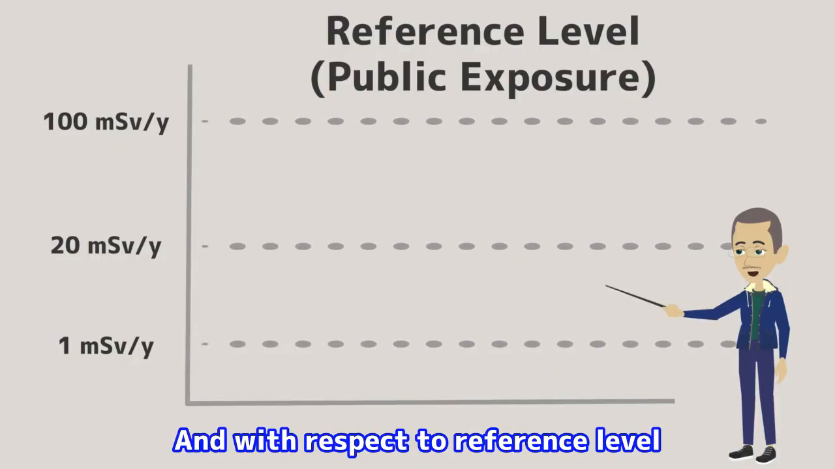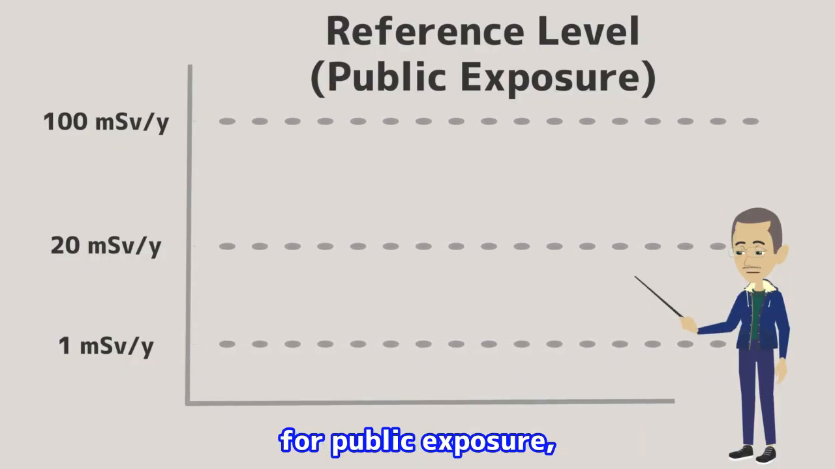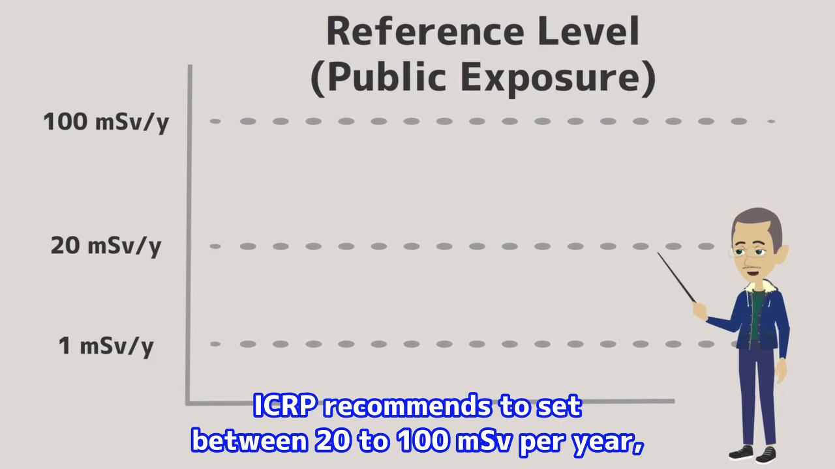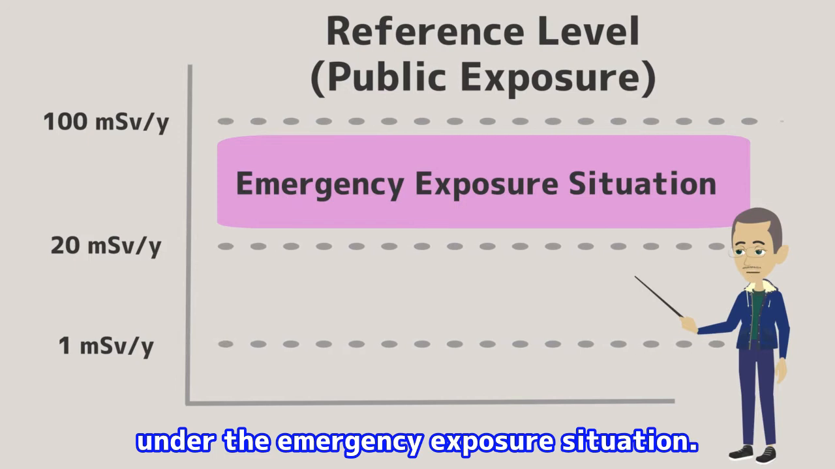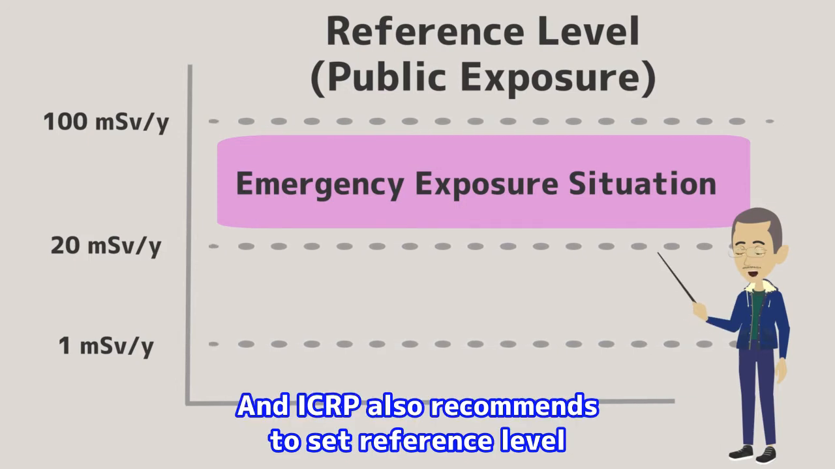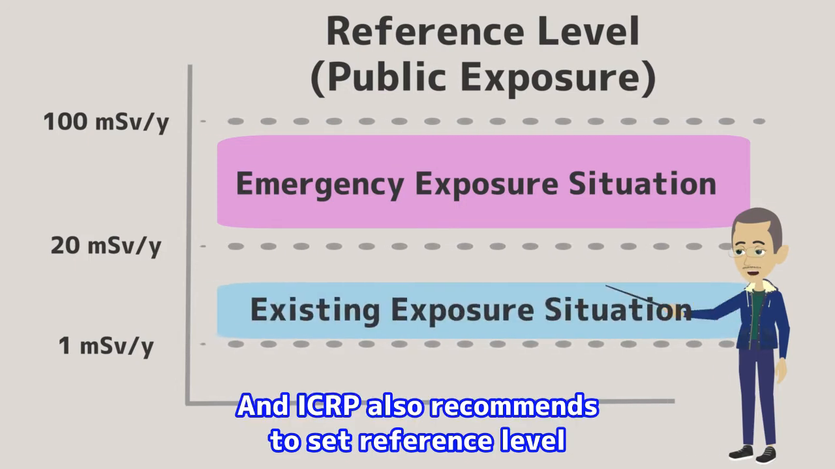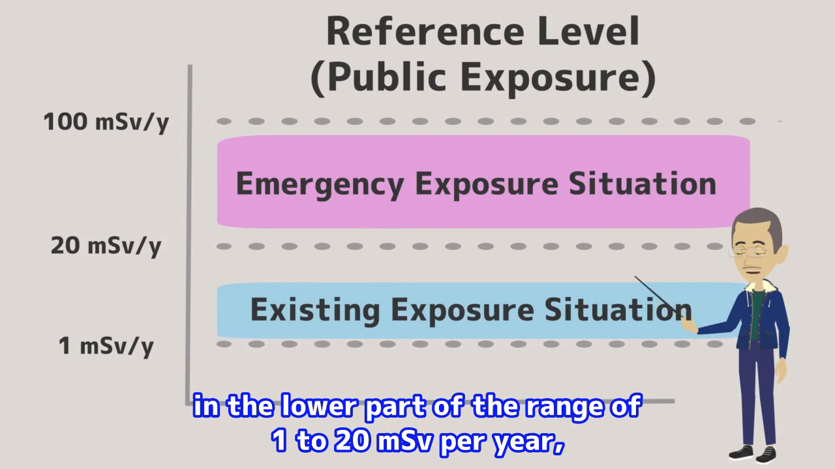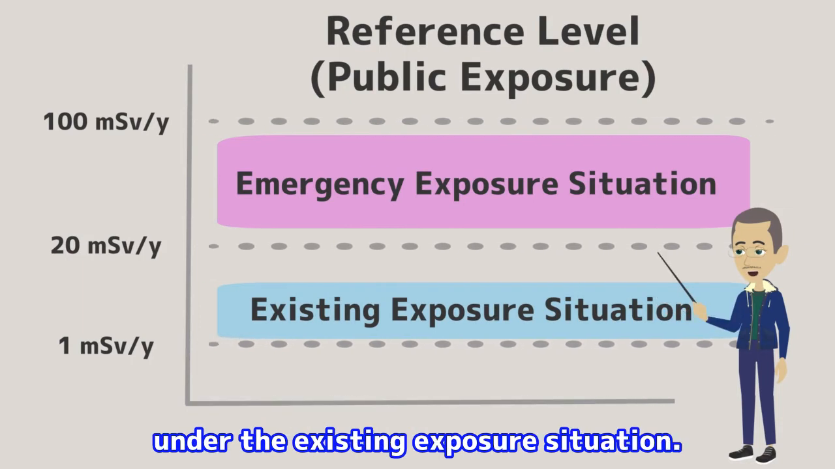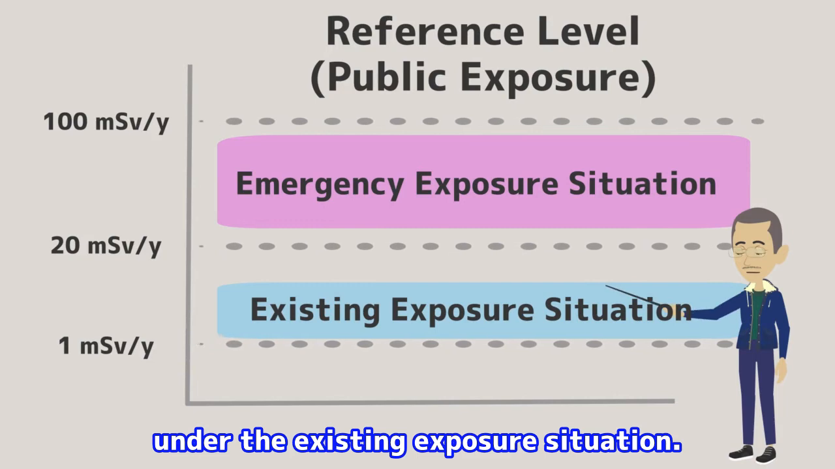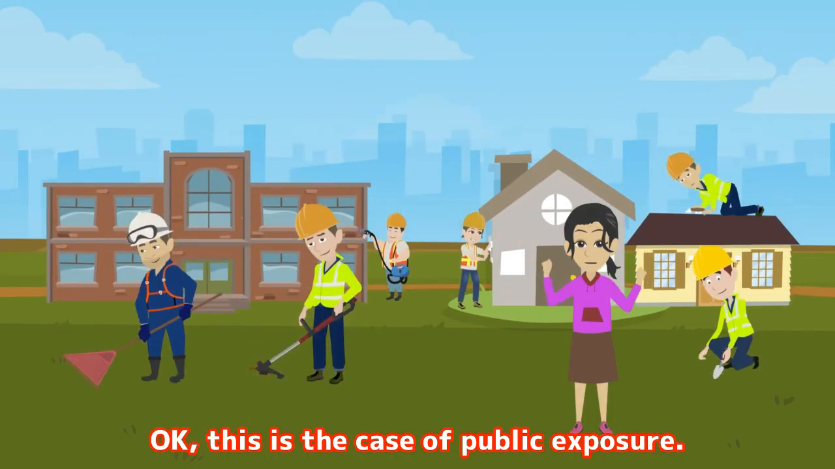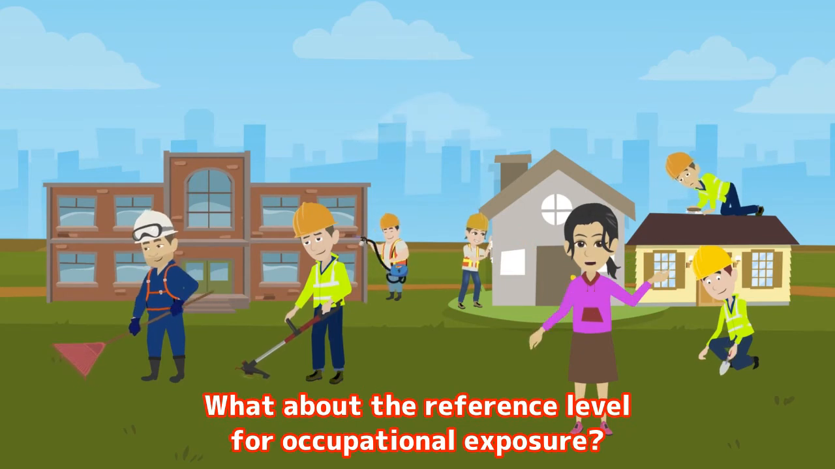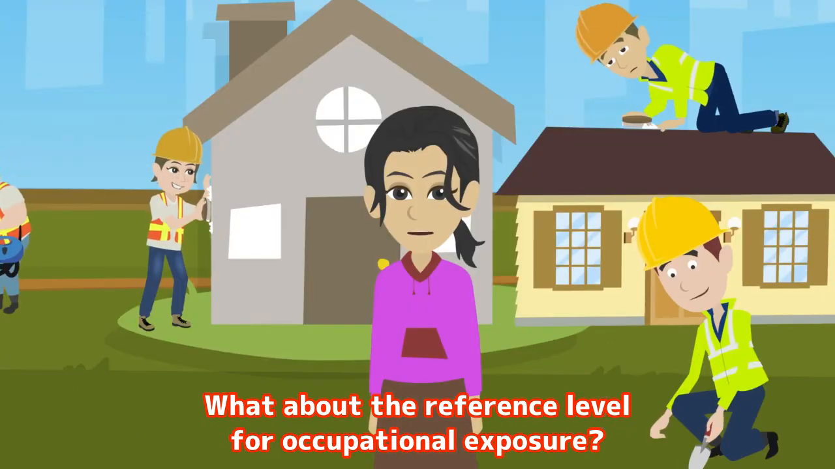And with respect to the reference level for public exposure, ICRP recommends setting it between 20 to 100 millisievert per year under the emergency exposure situation. And ICRP also recommends setting the reference level in the lower part of the range of 1 to 20 millisievert per year under the existing exposure situation. Okay, this is the case of public exposure. What about the reference level for occupational exposure?